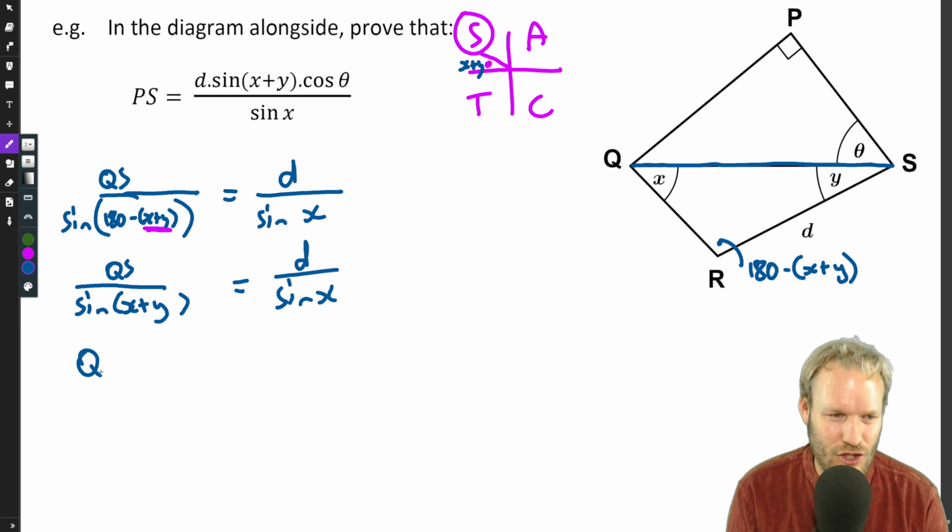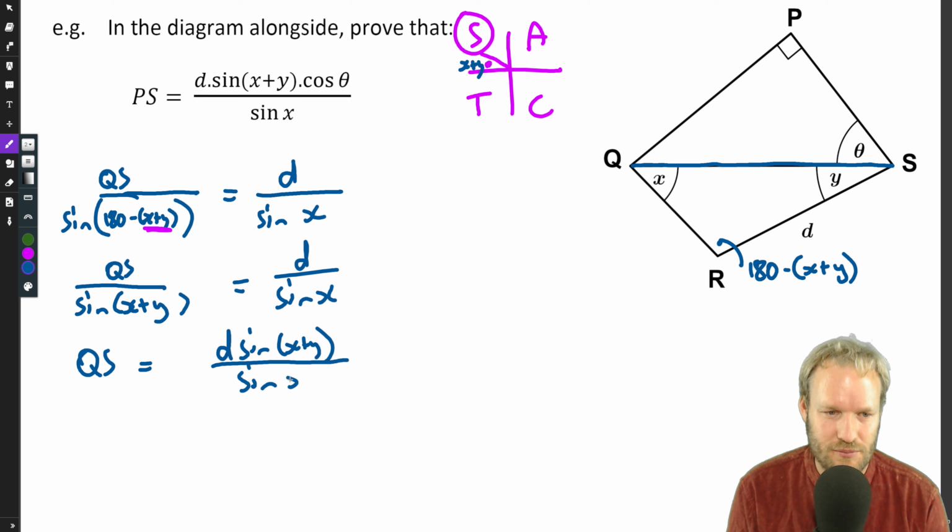So let's make QS the subject of the formula. Multiply both sides by sine X plus Y. So QS is D sine X plus Y over sine X. And that's what QS is. Cool. So that's what that mess is. I'm not going to write it in the diagram. It's too much to write.